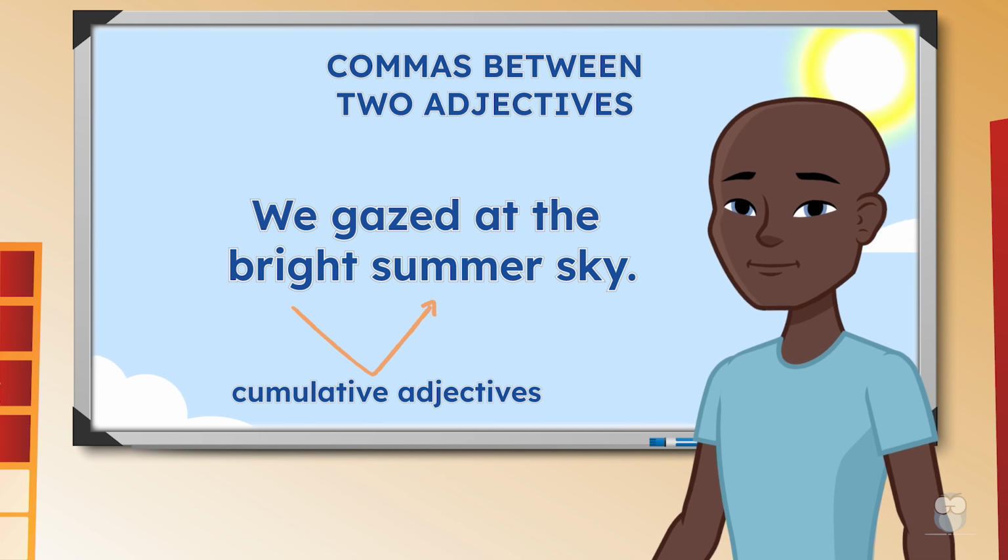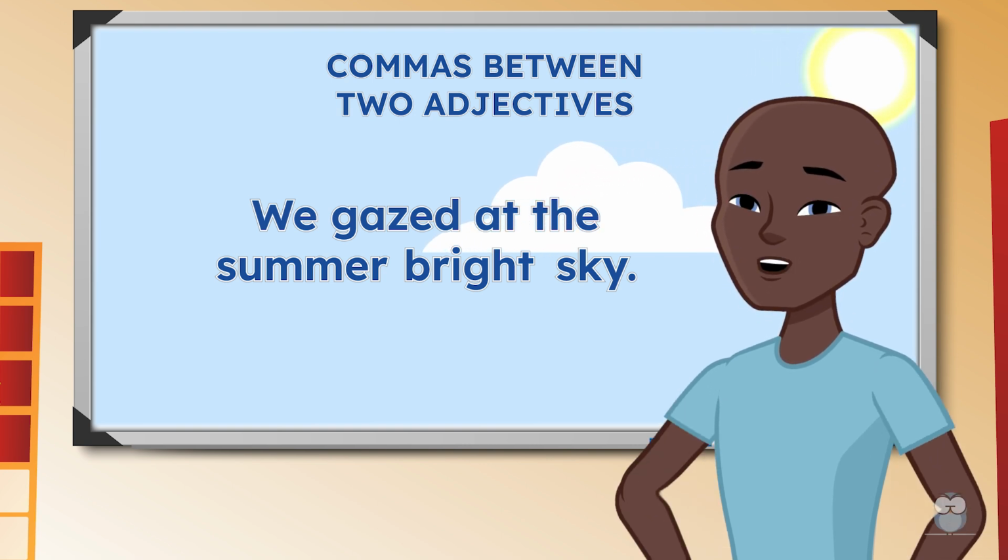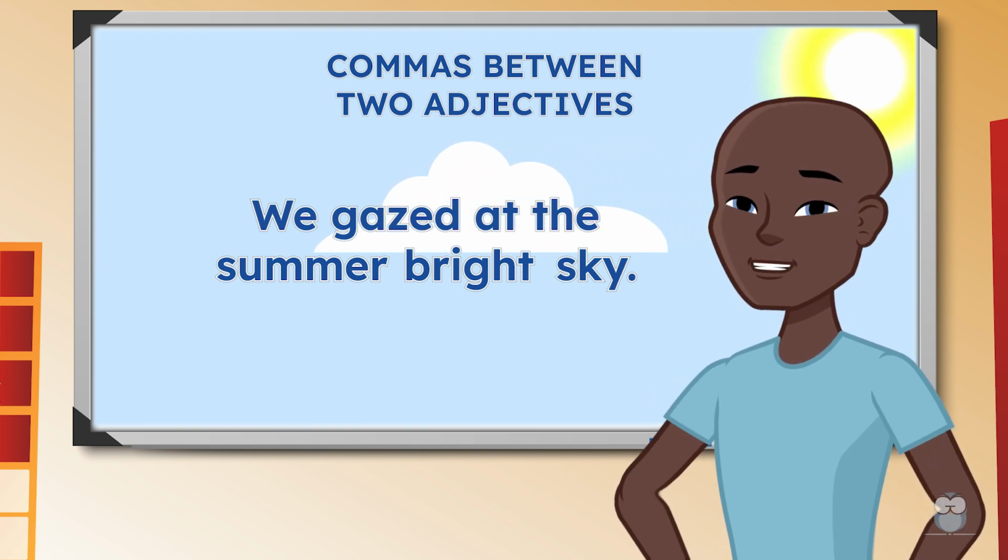The pair of words bright summer works as a single idea. If you switch the adjectives around to say summer bright sky, it doesn't work. So there's no comma needed there. If you can't switch the adjectives around, leave the comma out.